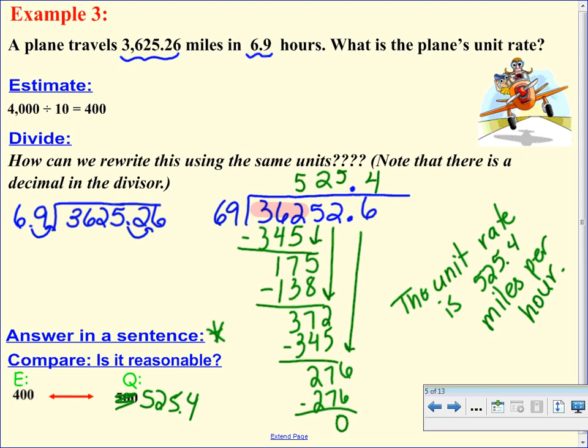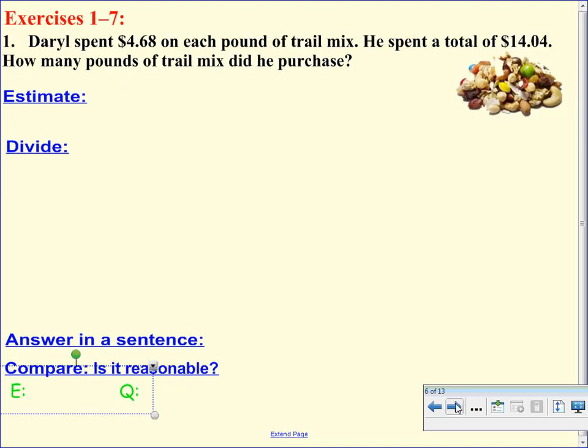Now we can turn to exercises 1 through 7. And let's try exercise number 1. Estimate, divide, answer in a sentence, and compare. This is what I want to see on your homework. So first start writing out those steps so that you have those steps in your notes so that you know to use those for your homework. I'm actually going to stop the blog now because you could download the answers from the notes. But make sure that you have those steps written out in your notes and on your homework.